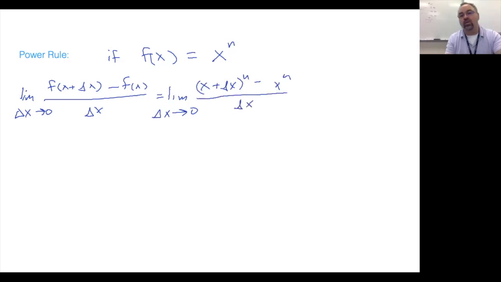And this is where you need to know how to expand the binomial x plus delta x. I don't want to take a whole lot of time here to explain how to expand the binomial x to the n. It's actually in your book, the very back cover of your textbook. If you look on the very back page, there's a binomial theorem. It's opposite from where all those trig things are, and it gives you the formula for how to expand this binomial.